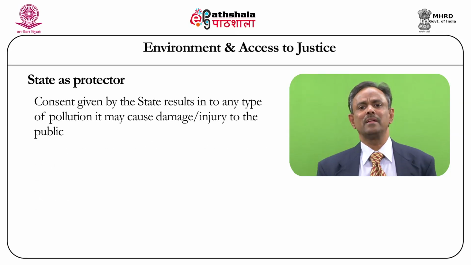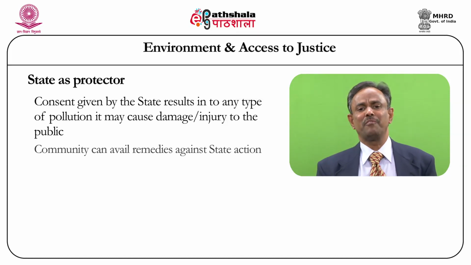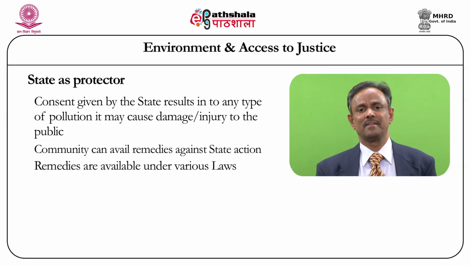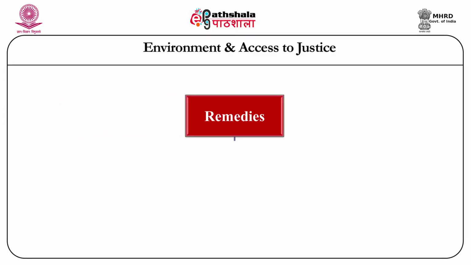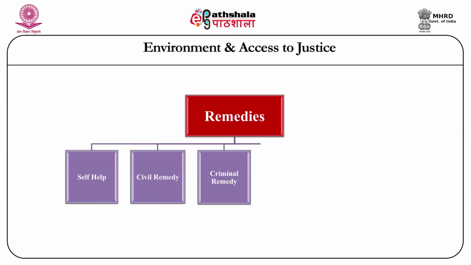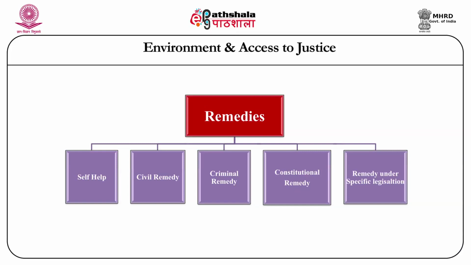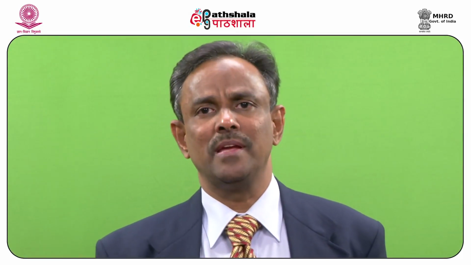If consent given by the state results in any type of pollution which may cause damage or injury to the public, the community can avail a remedy against state action. Remedies are available under various enactments. The various remedies are as follows: self-help, civil remedies, criminal remedies, constitutional remedies, and remedies available under specific enactments which deal with environmental matters. Let us look into each remedy separately with certain examples or illustrations.